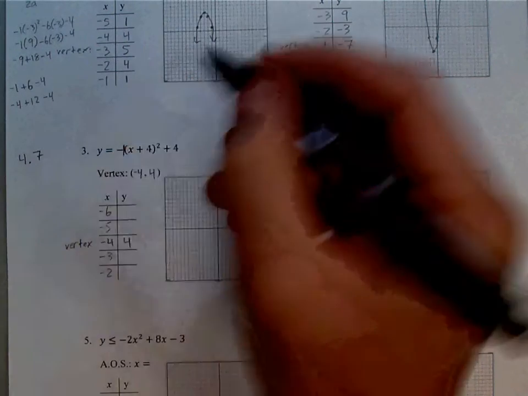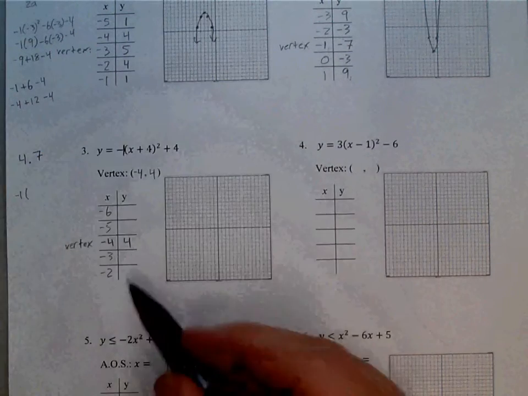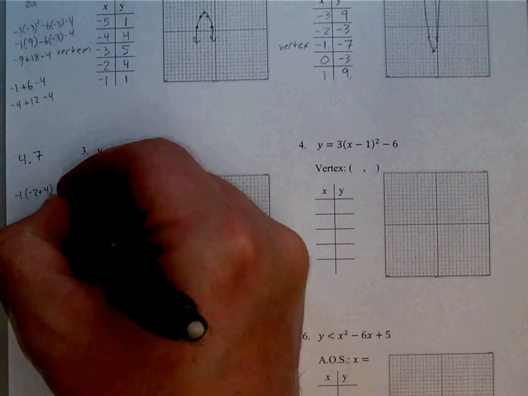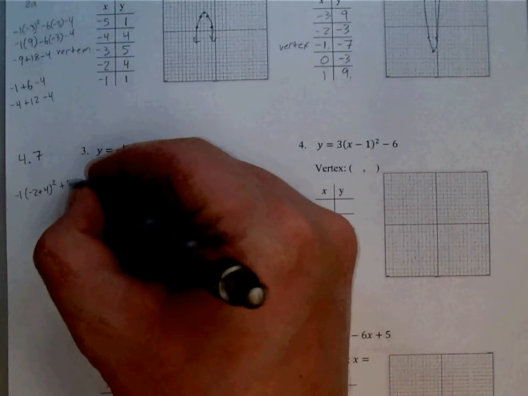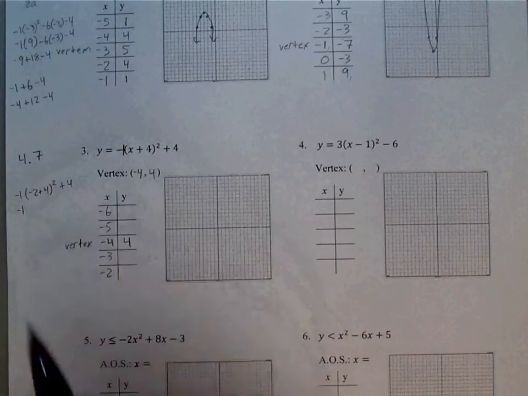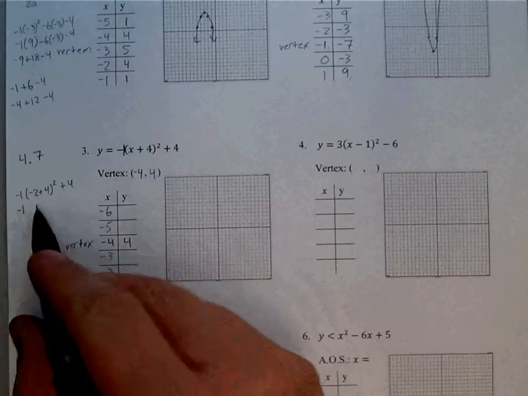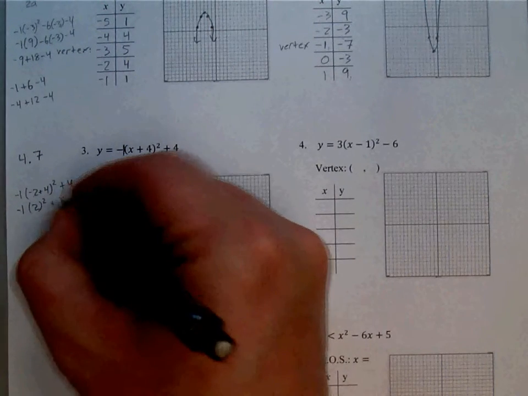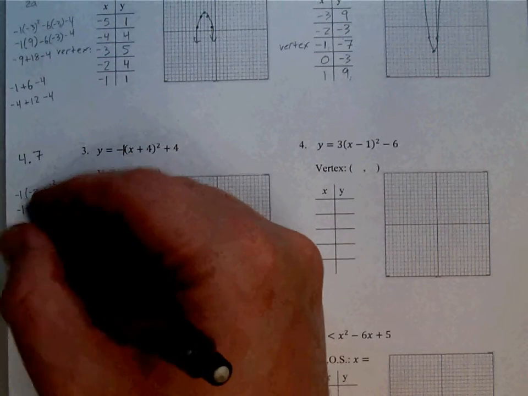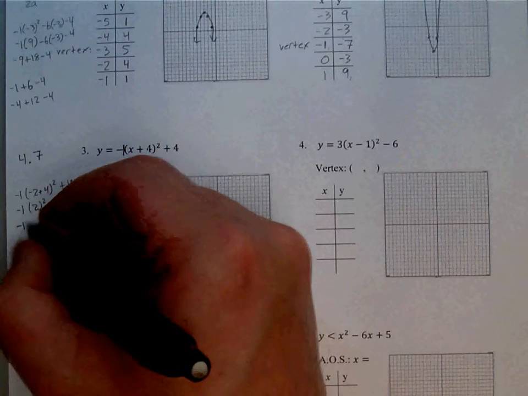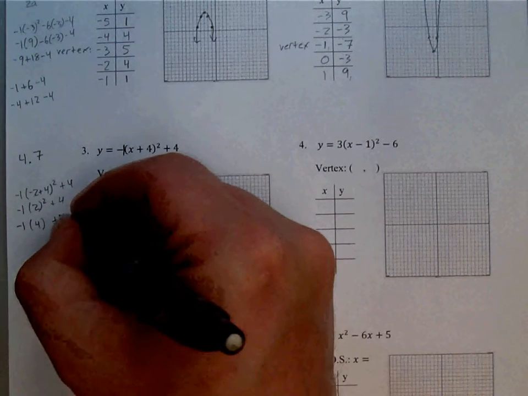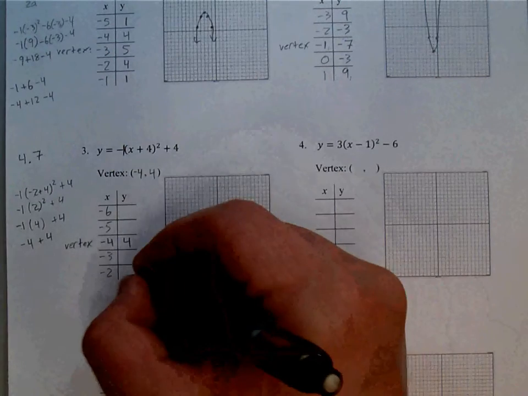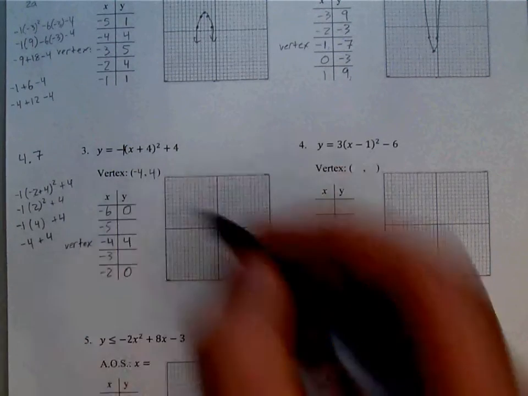This negative, you might want to think of that as negative 1 times. So plug in a negative 2. Negative 2 plus 4 squared, and then plus 4. Order of operations tells us we should simplify the parentheses first. So do the negative 2 plus 4, which is 2. Then square it. 2 squared. Don't do multiplication first. Do square first. 2 squared is 4. Now multiply. Negative 1 times 4 is negative 4. Plus the 4, now you get 0. So that's what I'll get when I plug in negative 6 also.